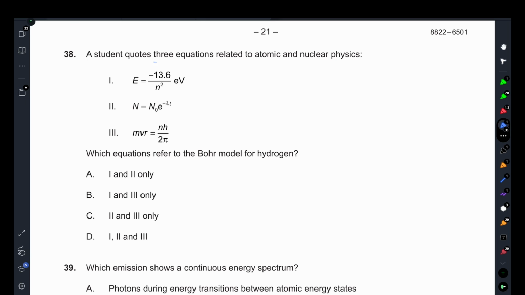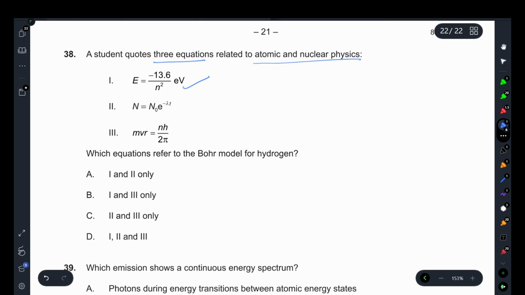So we have three equations related to atomic and nuclear physics. Minus 13.6 over n squared electron volts is the energy. Next is N is equal to N naught e to the power minus lambda t, which is nuclear decay. And this is angular momentum, quantization of angular momentum, I should say. So let's write those out. Quantized angular momentum, nuclear decay, and energy of orbitals.